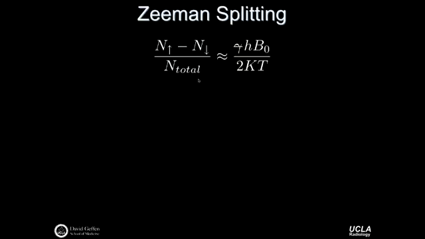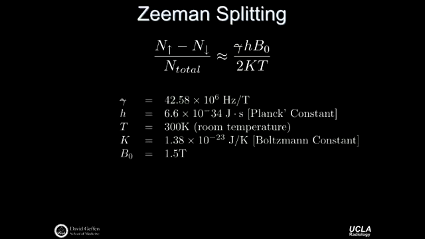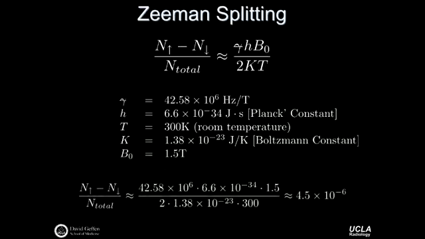It's easy to work with this expression. Most of these things are easily known. We know what gamma is for, say, protons, for H1. We know Planck's constant. We know room temperature, Boltzmann's constant. Pick a field strength of 1.5 Tesla, plug it in, and what you find is that the difference between the spin up and spin down state is only about 4.5 parts per million. So it's just a few spins in the spin up state relative to the spin down state that gives us any observable signal, or it's that ensemble behavior that gives us some observable signal.